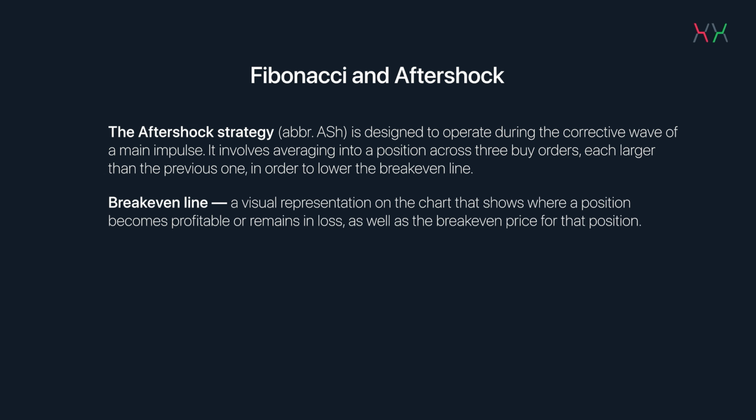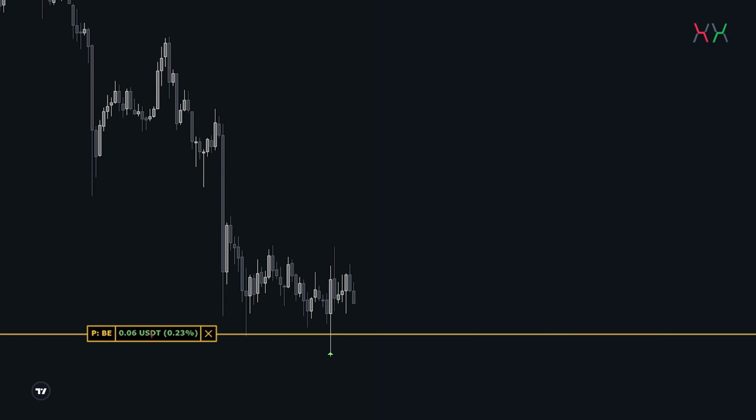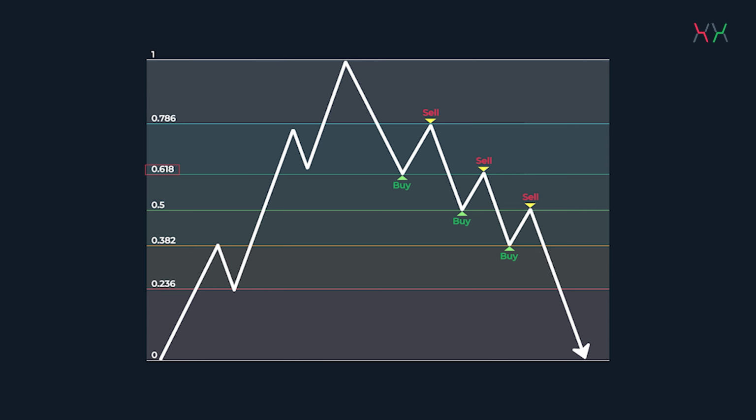The break-even line is a visual line on the chart showing where the position becomes profitable or remains in loss, as well as the exact break-even point. The Fibonacci grid shows key retracement levels, around which price often reverses direction, and that's exactly what we need. Our main goal with this strategy is to catch the bounce and profit. But how do we do that, you ask?